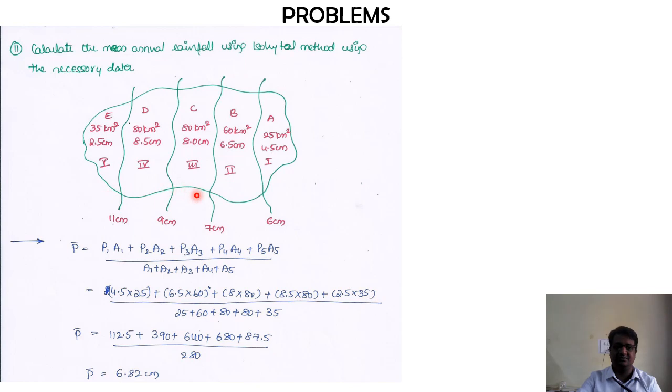figure. So this green colored one is the boundary of that catchment area, and this catchment area has been divided into 5 subdivisions. So in each of these, they have given the area. So if you check the first one, it is section A. Okay, and they have given the area of section A as 25 square kilometers, and the rainfall data over here is 4.5 centimeters.